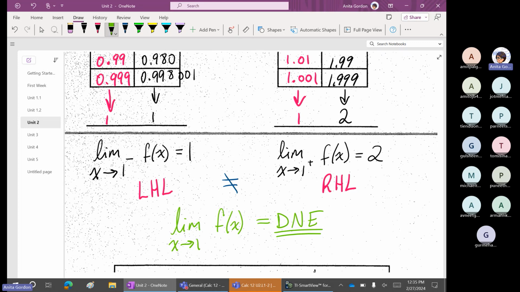Okay, if the left and the right-hand side do not agree, then the limit doesn't exist. You can ask, does the left side exist? Yes, it does. Does the right side exist? Yes, it does. But together, they do not work.